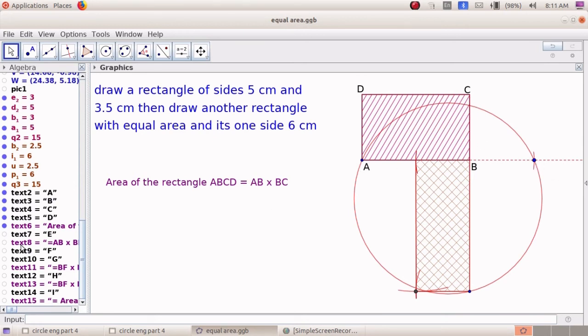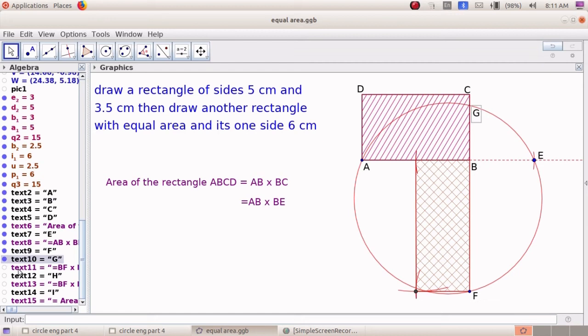Let us name this point E. Therefore, we can tell AB into BC will be AB into BE. AB into BE will be equal to this much distance into this. For that, let us name these two vertices, this one F and this one G. So let us tell AB into BE will be equal to BF into BG.